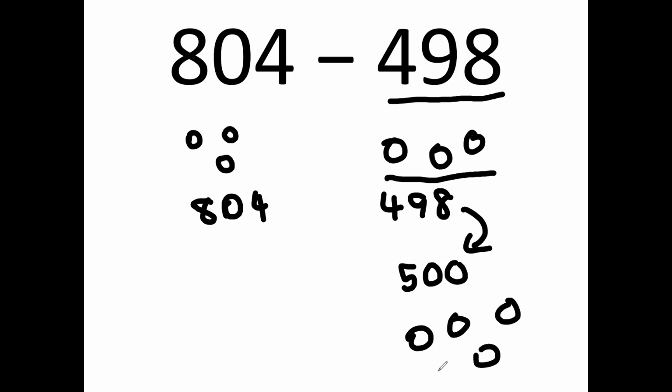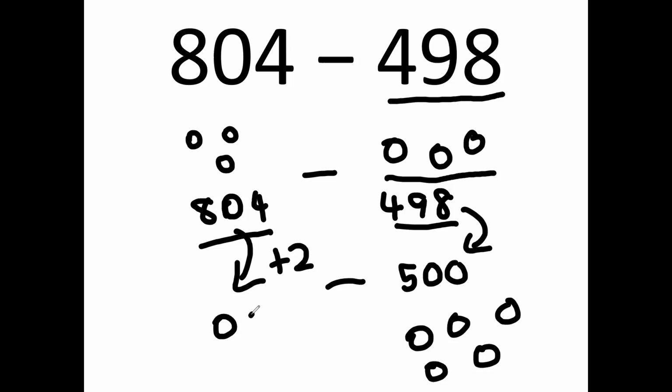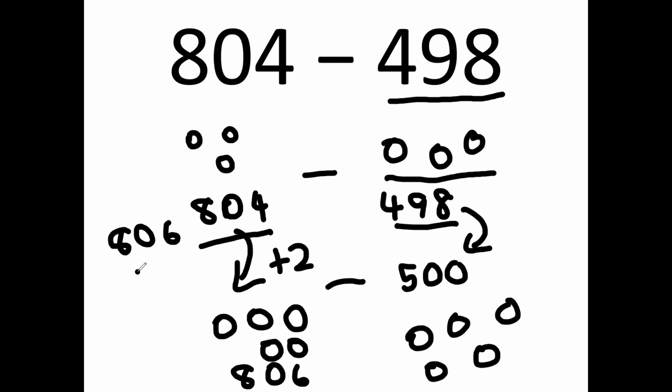If we add two balls to this pile, though, we're being really unfair by giving two balls to this pile and not giving any balls to this pile. So to this pile, we also need to add two balls, which means we get 806 balls for this pile. So our subtraction problem becomes 806 minus 500, which is a mildly easier problem than 804 minus 498.